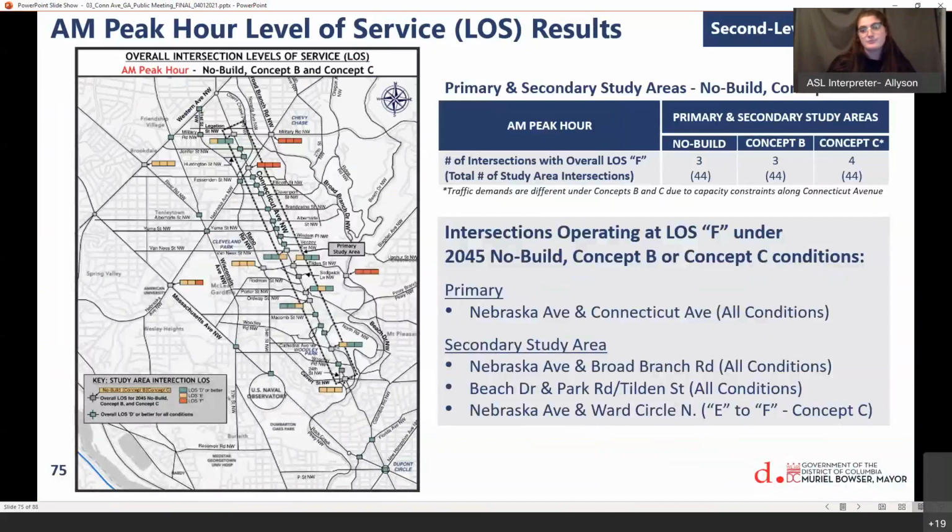So just in terms of the results of the analysis, we're going to look at a high level overview of the results. If you look at the table on the top of the slide, this represents the AM peak hour. And you see that for the 44 intersections that we studied, that included the primary and secondary study areas, approximately 3 to 4 of those intersections would operate at level of service F. The intersections to note are Nebraska and Connecticut Avenue, Nebraska Avenue and Broad Branch Road, Beach Drive and Tilden Street, and Nebraska Avenue and Ward Circle North. Next slide, please.